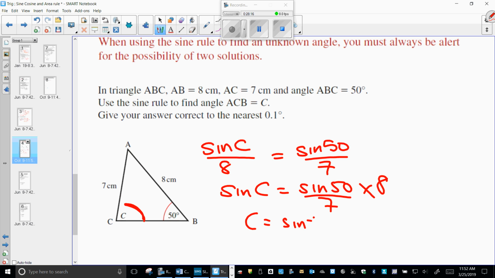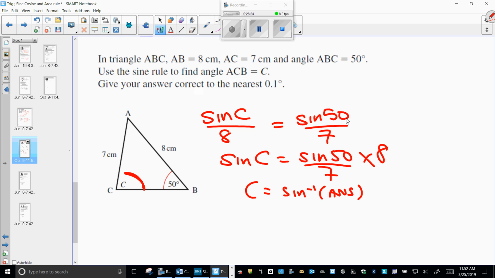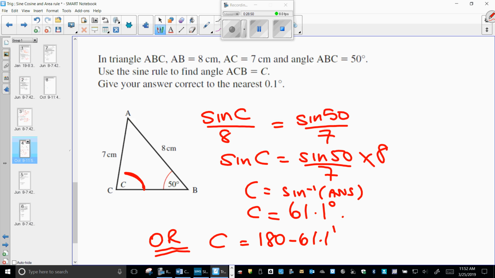So you'll notice this is nothing different to what we've just been doing. Angle over side length, rearrange it, find the angle, and we get 61.1. Or C could be 180 subtract that. Okay, that's all you have to do.